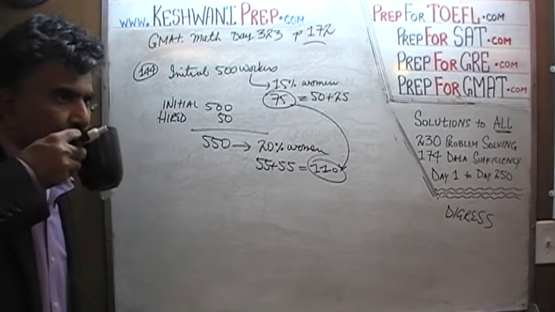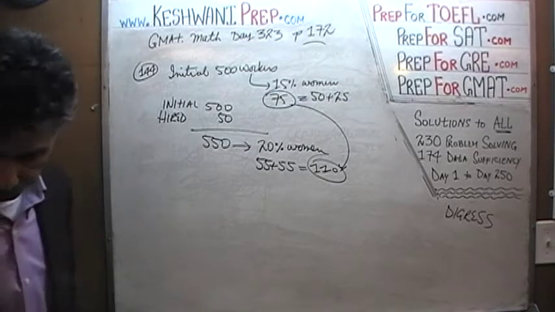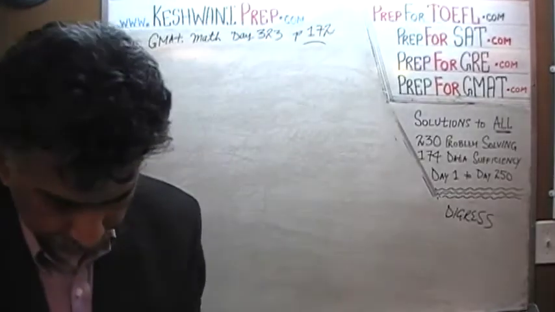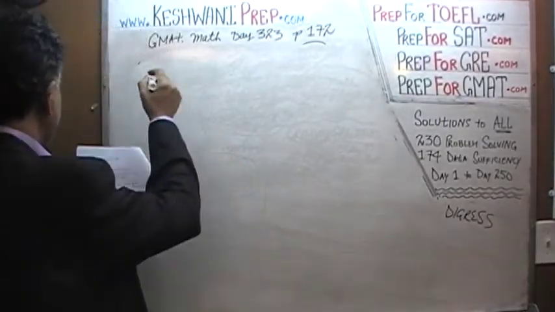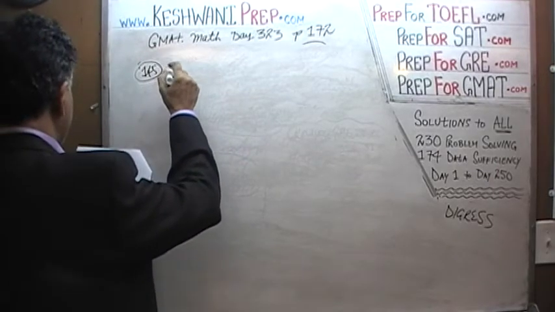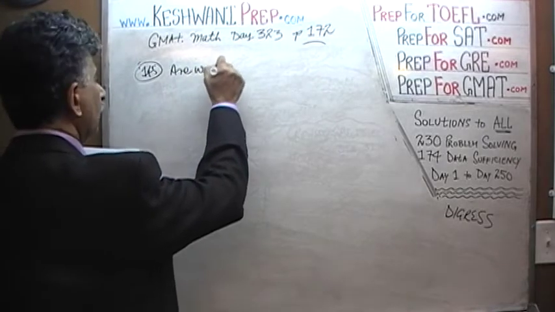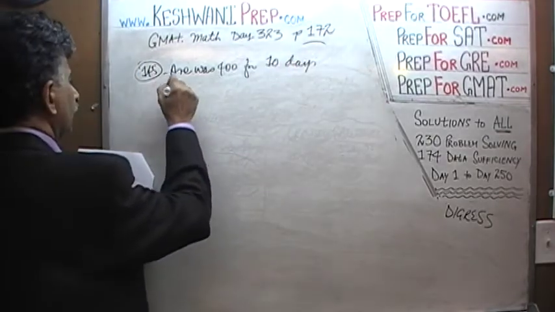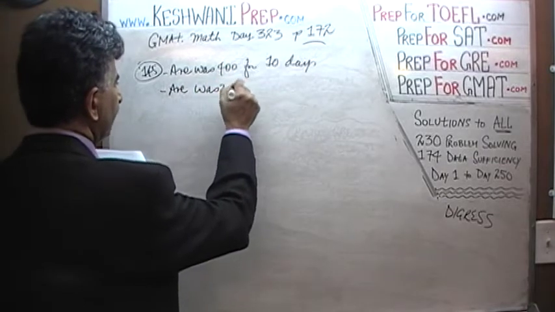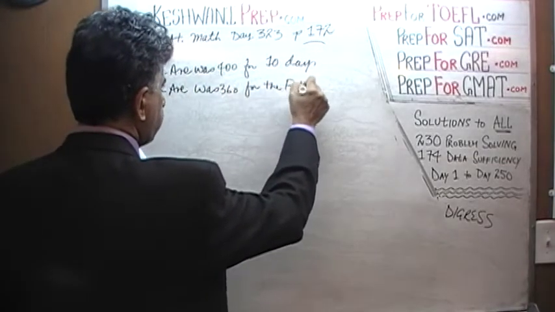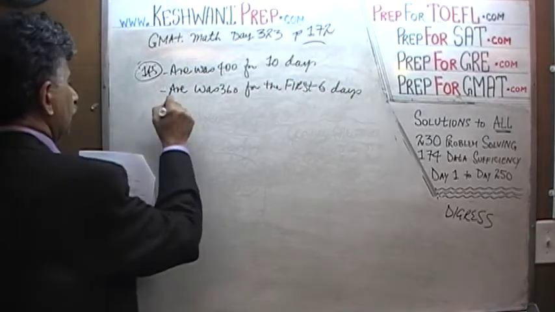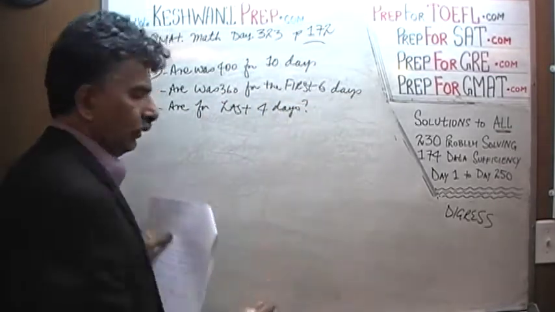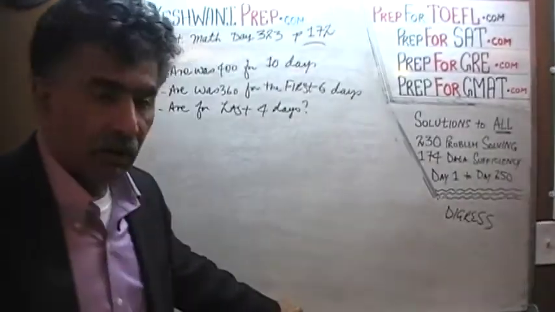Number 145. Number 145 says that the average was $400 for 10 days. We are also told that the average was $360 for the first 6 days. The question is, what's the average for the last 4 days? Very simple, very straightforward question.